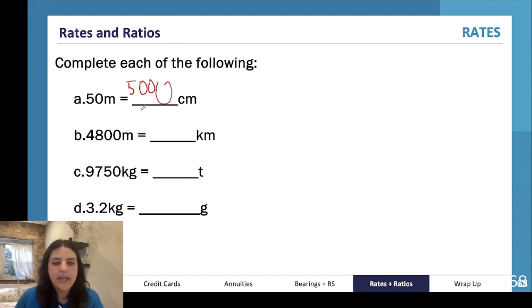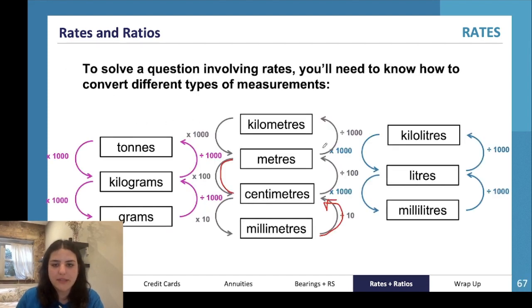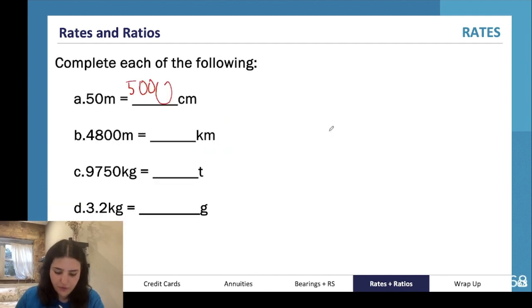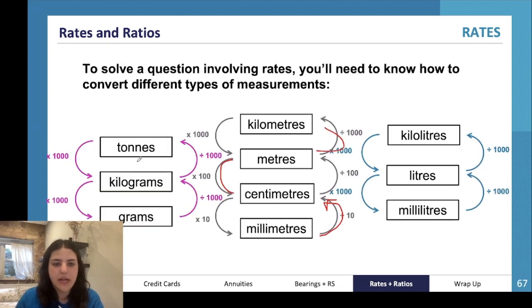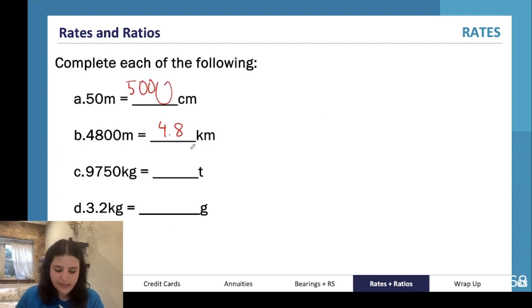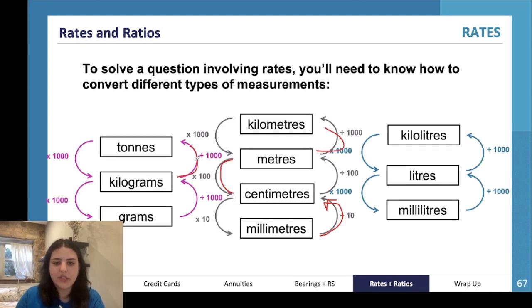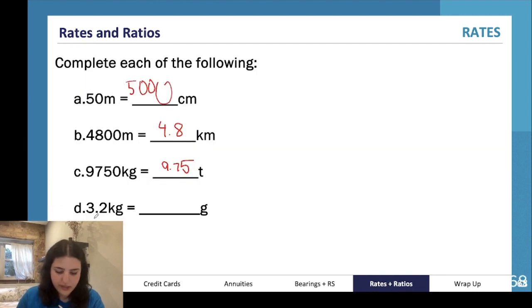4,800 meters to kilometers. Meters to kilometers, we divide by 1,000. So 4,800 divided by 1,000 is going to be 4.8. Kilograms to tons is going to be divided by 1,000. So 9,750 divided by 1,000 is 9.75. And kilograms to grams is going to be times by 1,000. So 3.2 kilograms times by 1,000 is 3,200 grams.